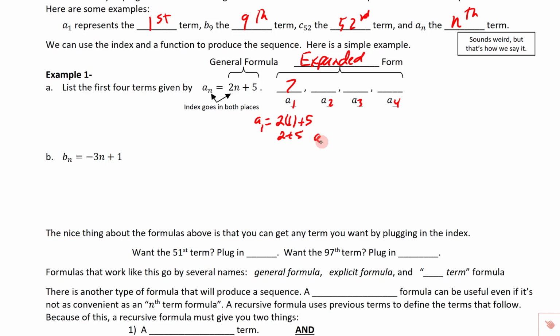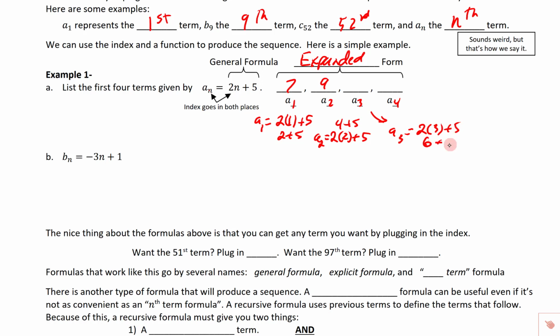Then the next one, I'm going to do A sub 2 here. So this is going to be 2 times 2 plus 5. Again, I'm just putting a 2 in the index, and then I'm putting a 2 in the formula. So this is going to be 4, and 4 plus 5 is 9. And then the next one, I'm losing a little bit of space here, so this is going to be A sub 3. Again, we'll put a 3 in the index here and here, so we'll do 2 times 3 plus 5.